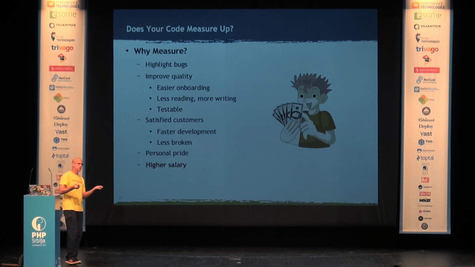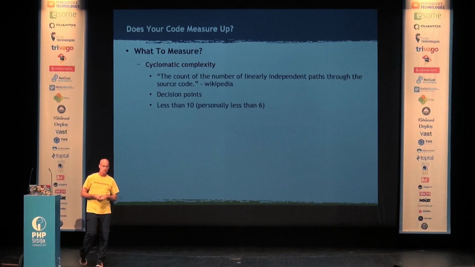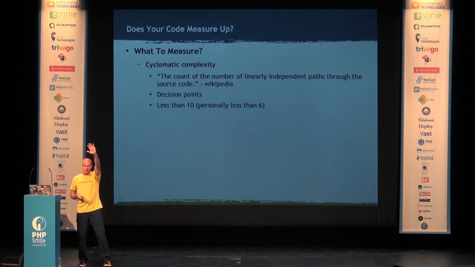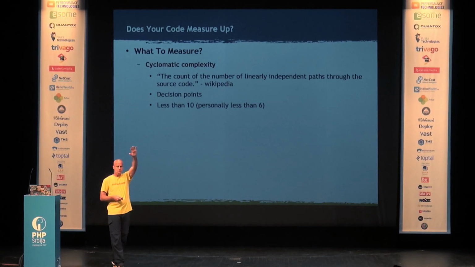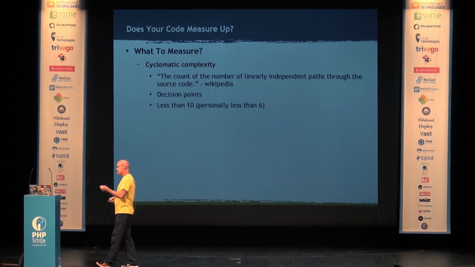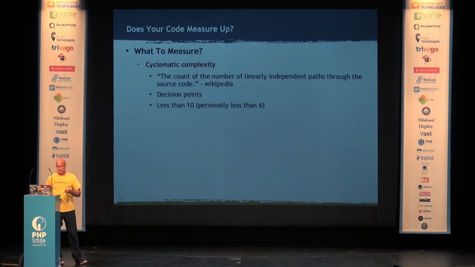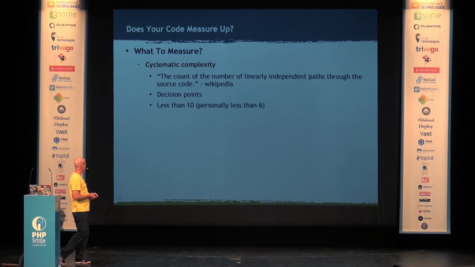So what are some of the things that we should measure? Well, one of those is cyclomatic complexity. Who doesn't know what cyclomatic complexity is? Okay, we have a few out there. Cyclomatic complexity is the number of decision points within your code. It's the number of decision points in the code. According to Wikipedia, it's the count of the number of linearly independent paths through the source code. So it's the decision points.